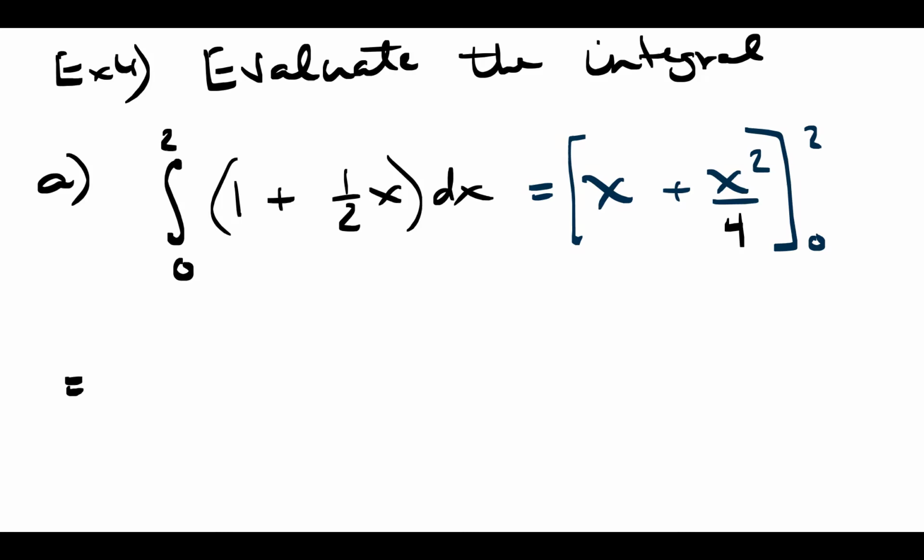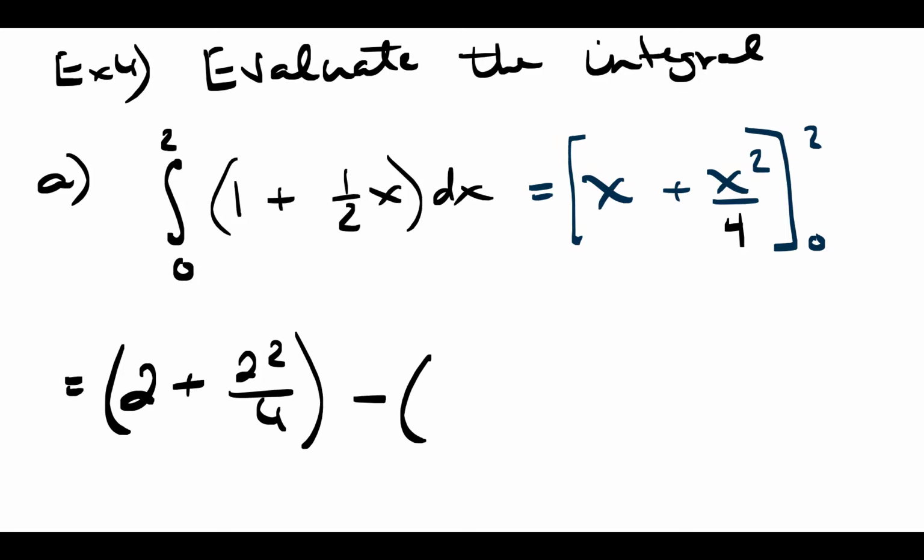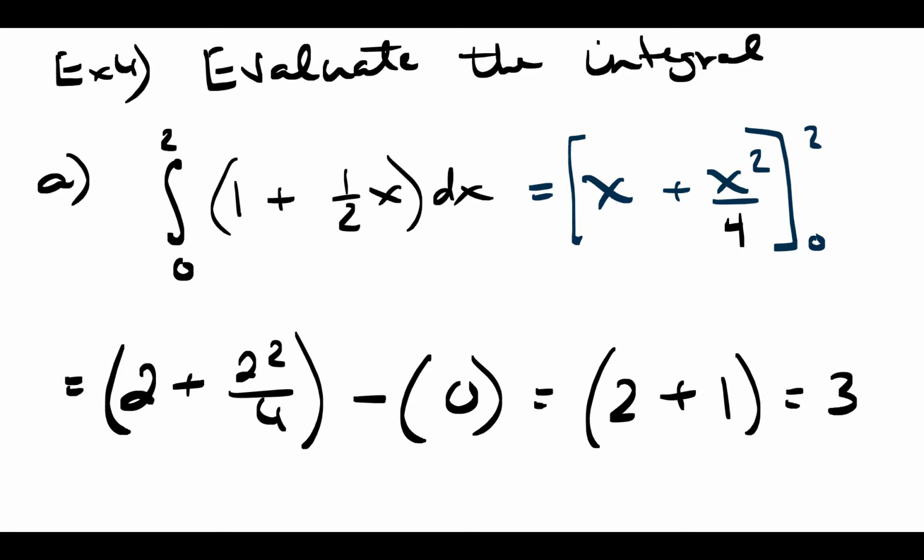So let's go. 2 plugged into that gives you 2 plus 2 squared over 4, minus the zeros, which you're going to learn how to love, because they just love zeros. Then at that point, it's 2 plus 1 makes 3. So that means the area of that would be 3.